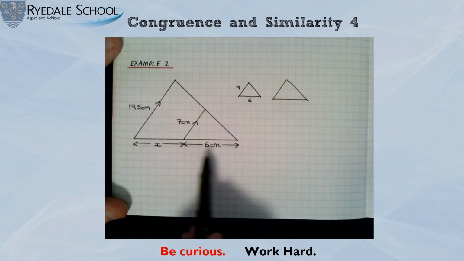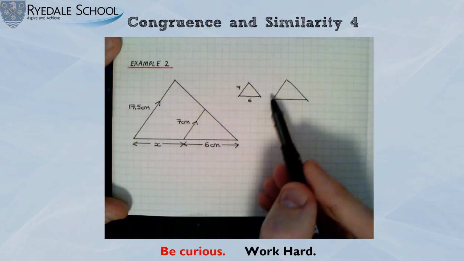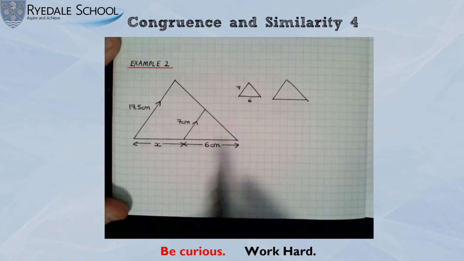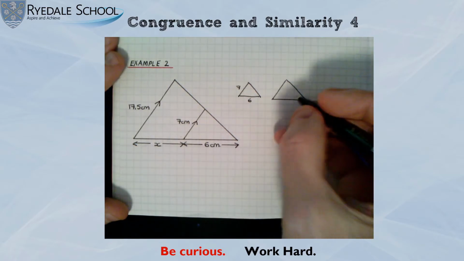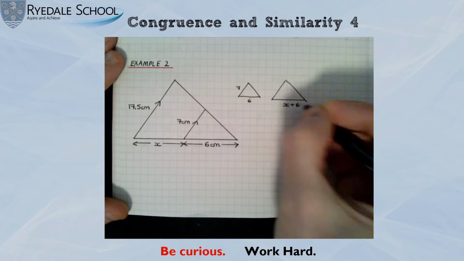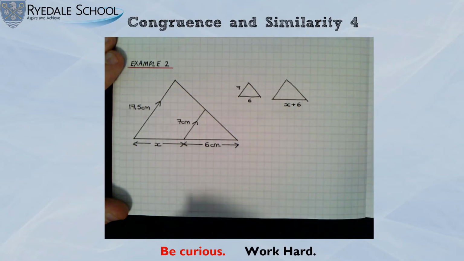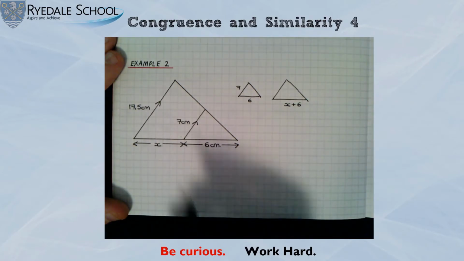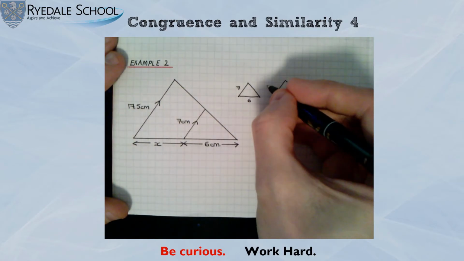Okay, now slightly more complicated in my larger triangle, my base is now these 2 things added together. So this is x plus 6. All of that base is x, add another 6. And this side is 17.5.